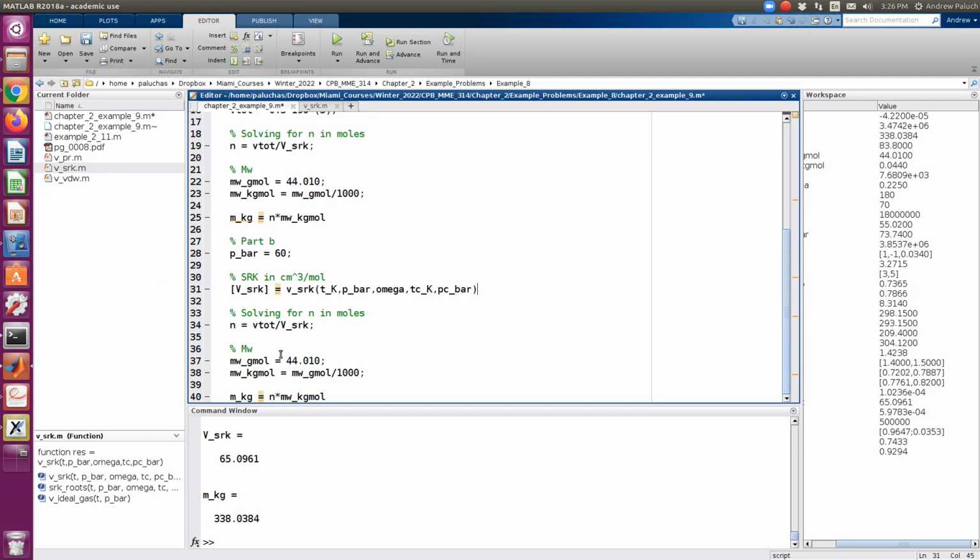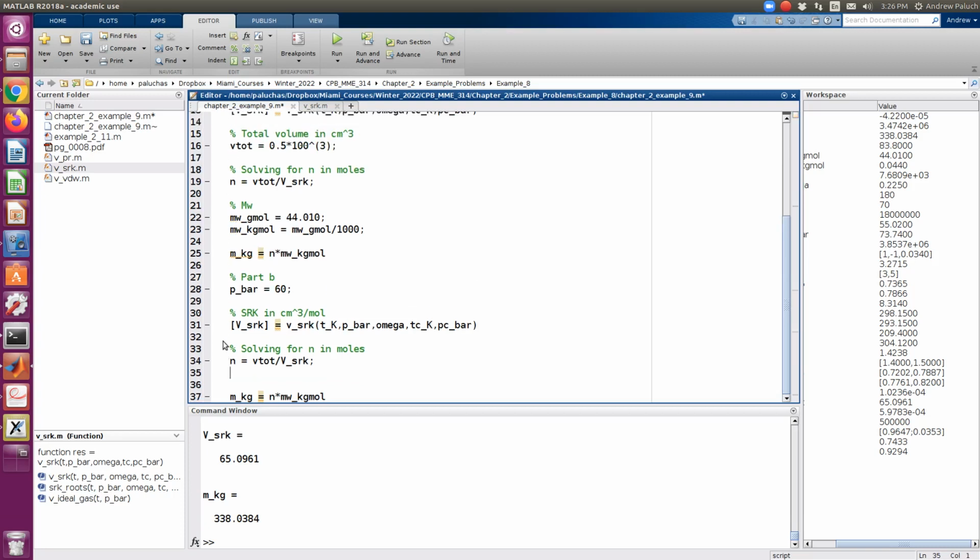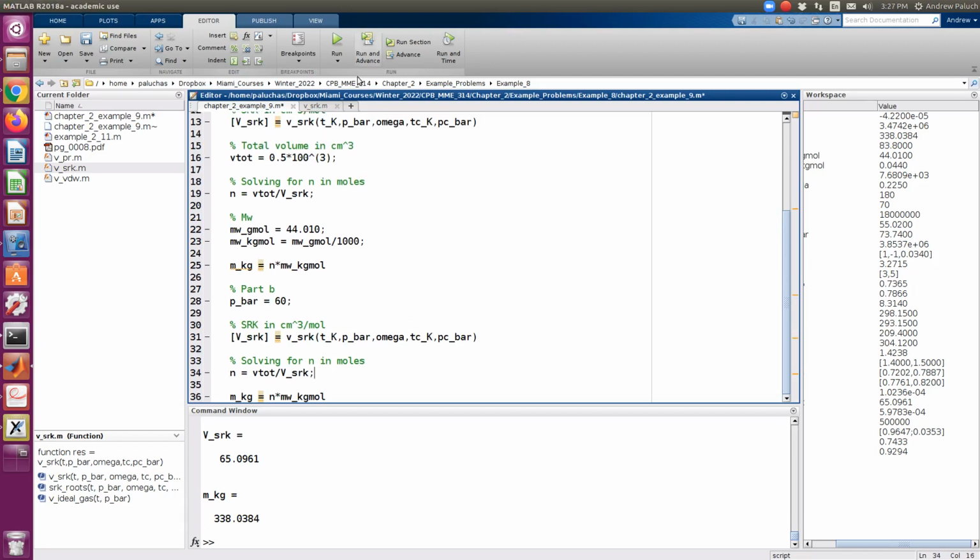Calculate N. Already have my molecular weight, so I can calculate mass. Okay, so let's give it a try. The one thing we're just going to have to see is if we have more than one real root. Okay, so what we see in this case is they actually have 3 roots for V.